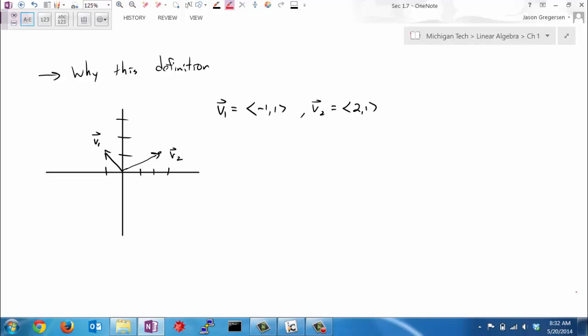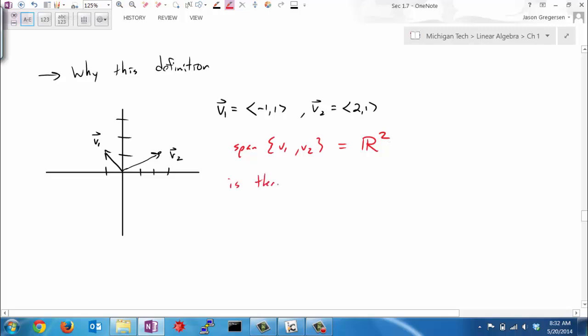Any X and Y point. Any point in this plane. We could say that the span of V1, V2 is equal to all of R2. R2 is the set of all two-dimensional vectors, or the set of all points in the plane. The way we kind of think about that. So in other words, is there a linear combination of V1 and V2 that equals 3, 9?